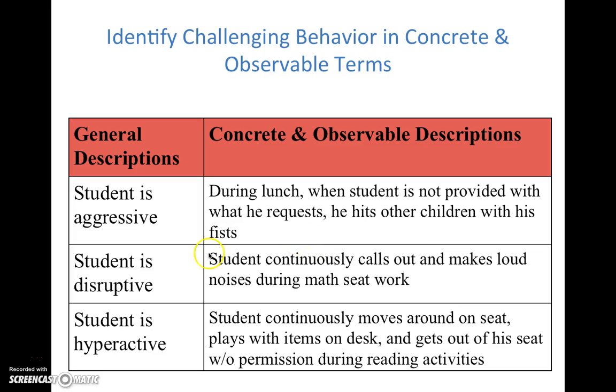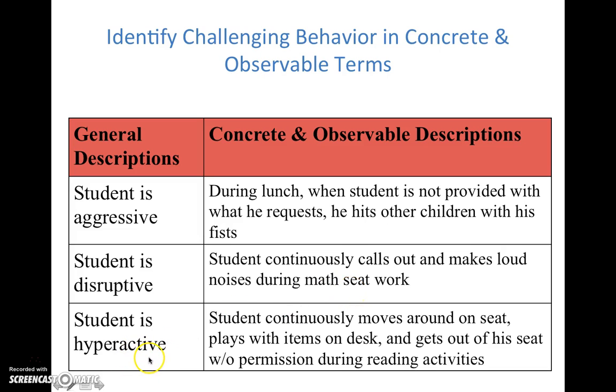So, for example, if a student is aggressive, we might say during lunch when a student is not provided with what he wants, he hits other children with his fists. So emphasis on he hits other children with his fists. This definition also provides some context as to what the triggers are for this behavior. We also have an example of student is disruptive, and that would be defined as student continuously calls out and makes loud noises during math seat work. Again, it's concrete and it's observable.